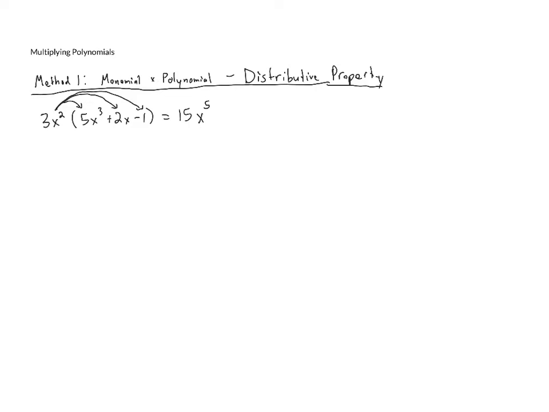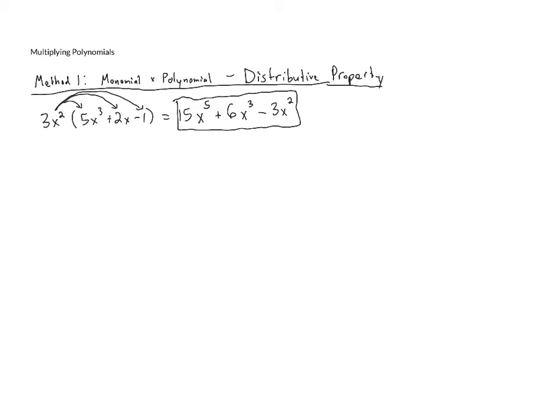Now, for the next distribution, we take 3x squared times 2x. 3 times 2 is going to give us 6. And x squared times x gives us x cubed. So that term is 6x cubed. And then we have 3x squared times negative 1. That's going to be negative 3x squared or minus 3x squared. And this is our answer. We have multiplied two polynomials together, and our result is one polynomial that represents the product.